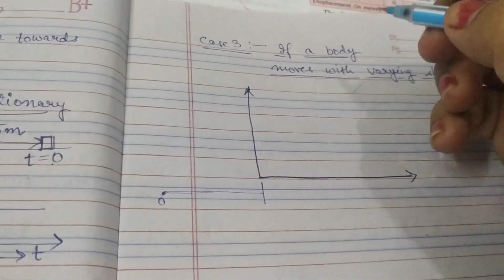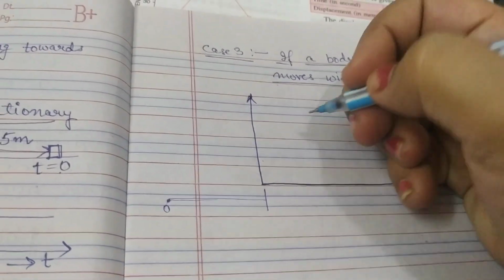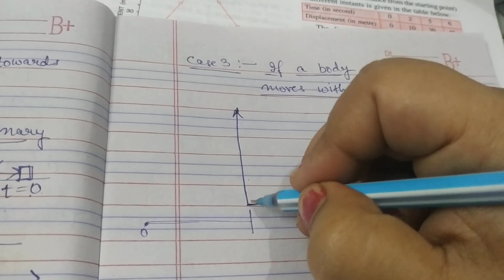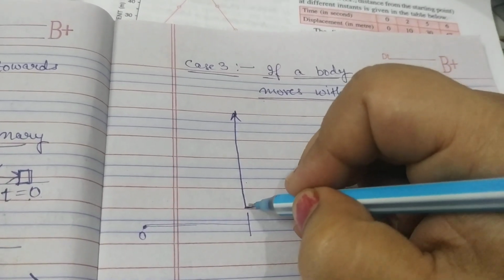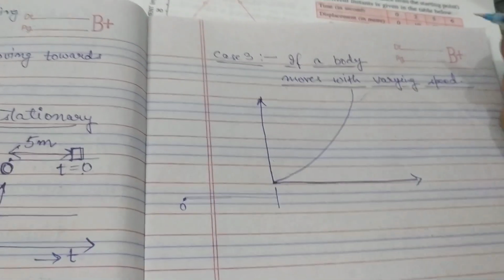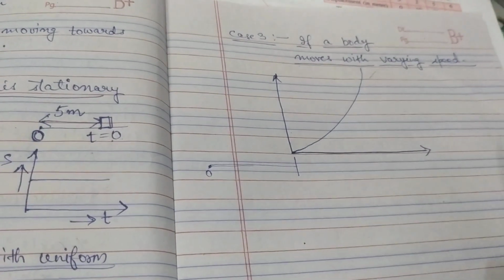But the displacement is still increasing, so here we get a curve like structure. You get a curve like structure. It is not a straight line, it will be a curve.